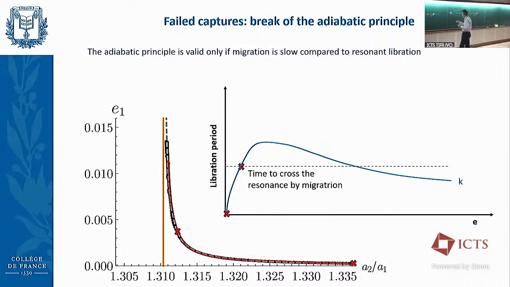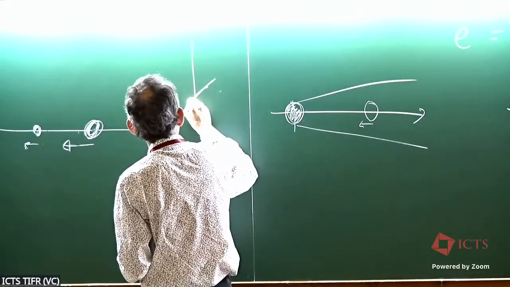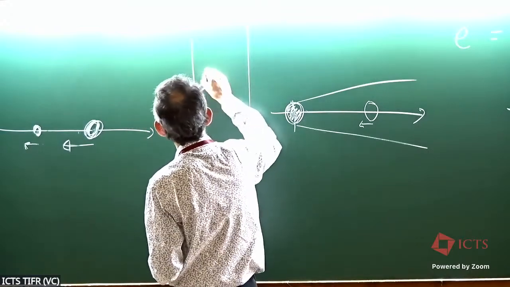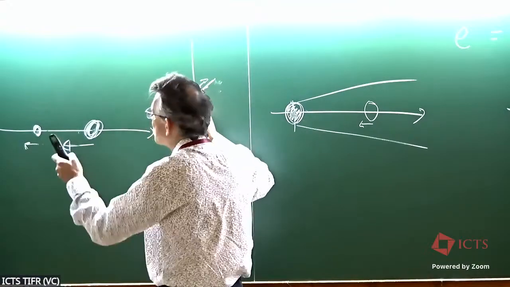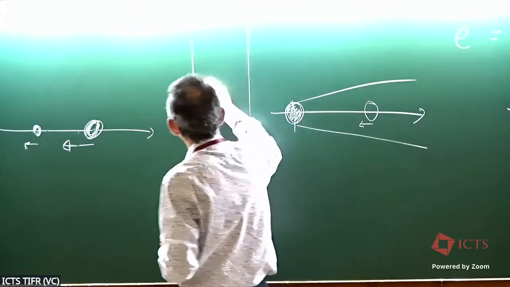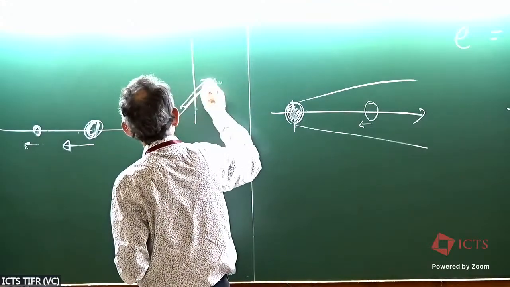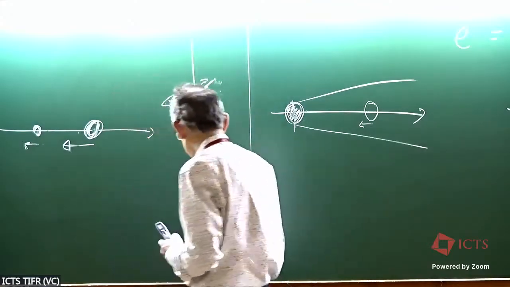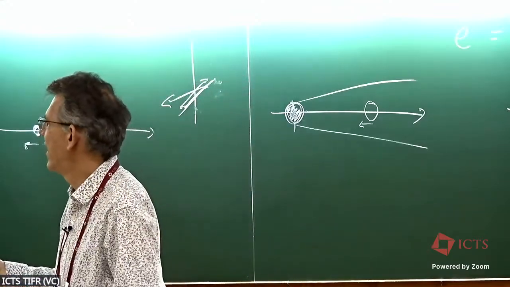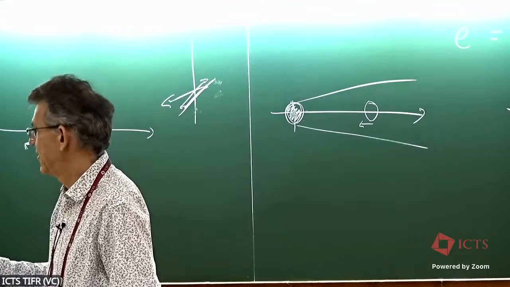My simple sketch is broken as well, because you remember my simple sketch was that in resonance the planet was making a libration, then moving inward a little bit, then making a libration back, then moving inward a little bit. But now it's moving inward at the same rate as the libration. So the planet, as it librates, also moves, so it escapes. And this is the point when the planet escapes and is not trapped in the resonance.